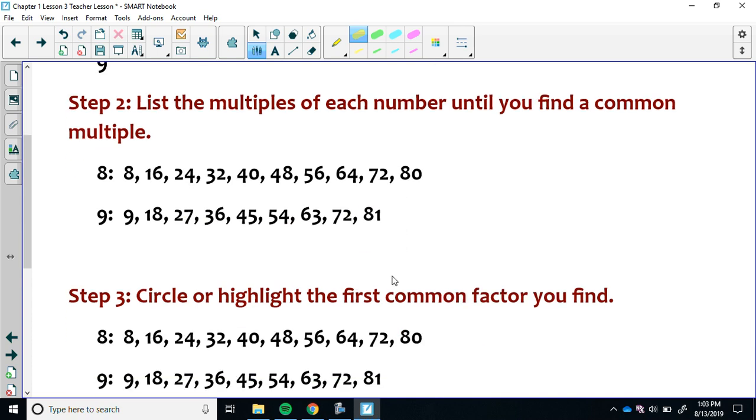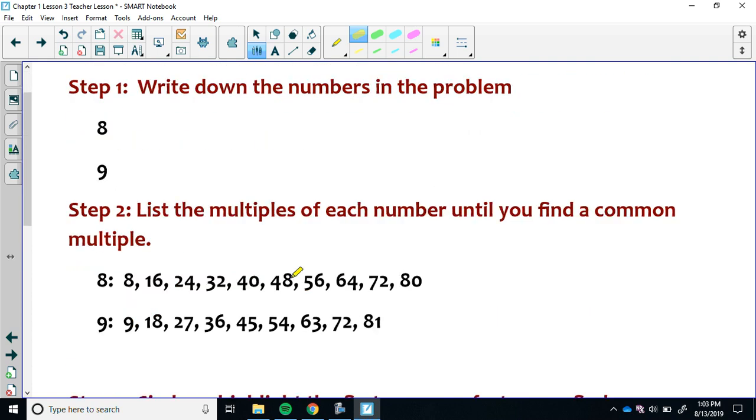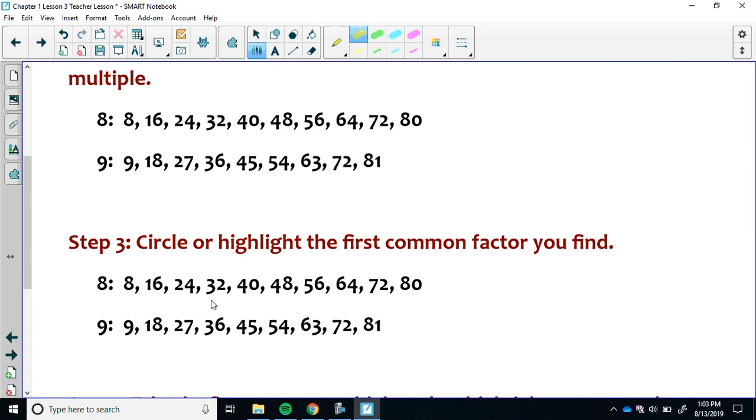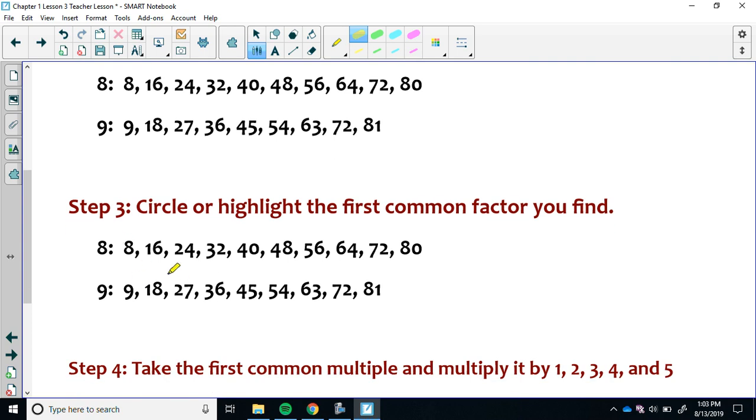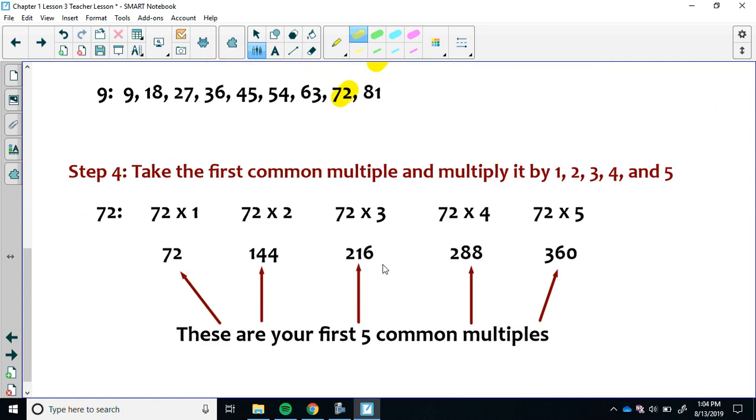And what you're going to do is circle. This is just for finding the first 5 multiples of each. If we want to find a common multiple, then we just take those two numbers and we look for a number that they have in common in both lists. And it looks like the first number that they have in common is 72.